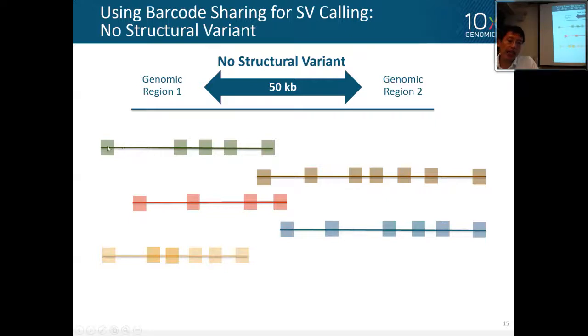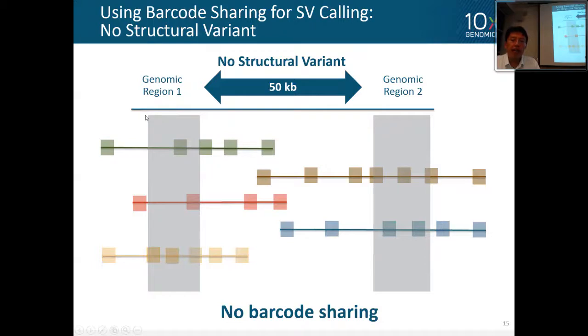keep in mind each fragment here is about 50,000 to 100,000 bases. You can see a lot of read coverage, and when reads are close together, they will share the same barcode, the same color barcode. This will be the same color barcode, this will be the same color barcode, right? And if we pick these two regions, it's unlikely they will share a barcode because they are very far away. This whole middle part is about 50,000 bases, which is already pretty far.